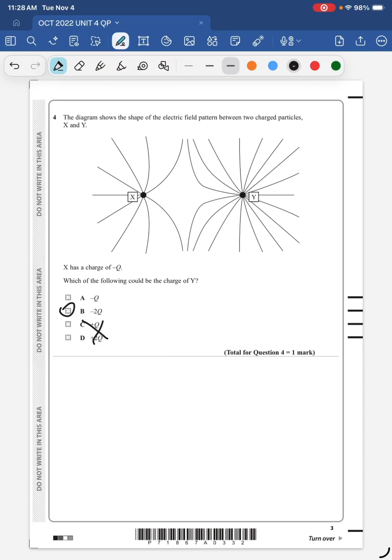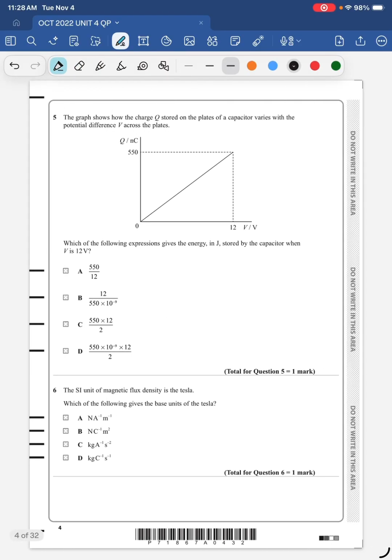Again, you see how you can just eliminate logically. Immediately we eliminated 2 out of 4 options, and then we see that the lines here are denser, therefore we have more charge here. So just by logic, you can find the answer.